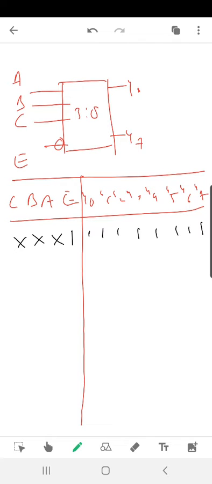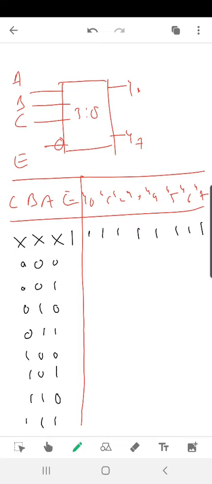So when the value of enable will be 0, we will have 8 different combinations for ABC. The 8 different combinations will be 0 0 0, then 0 0 1, 0 1 0, 0 1 1, 1 0 0, 1 0 1, 1 1 0 and then 1 1 1. For all these 8 inputs, the value of enable should be active low. That means the value of enable should be 0. Only then our decoder will work.